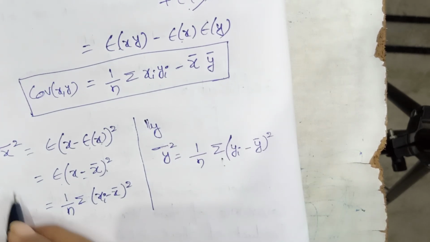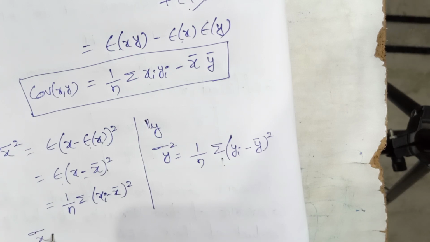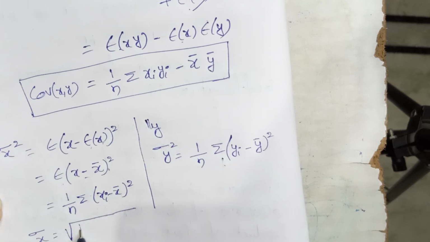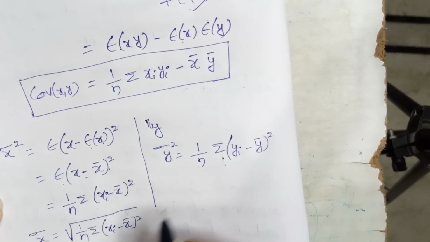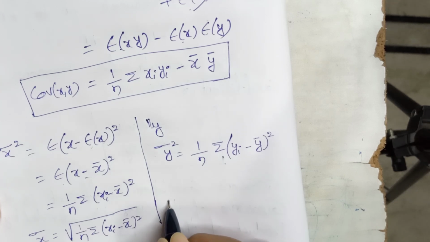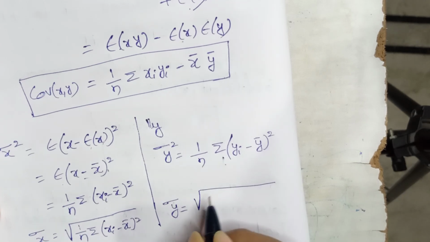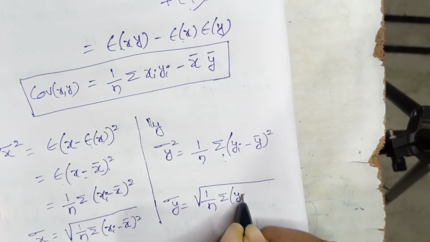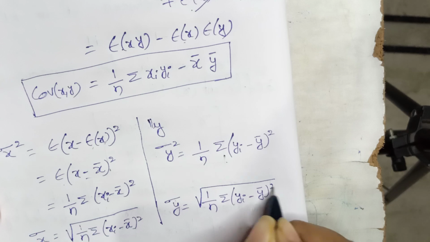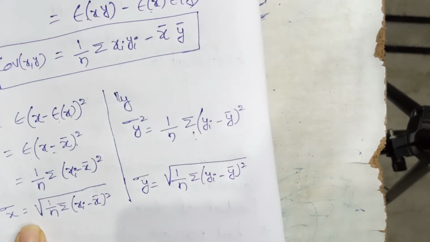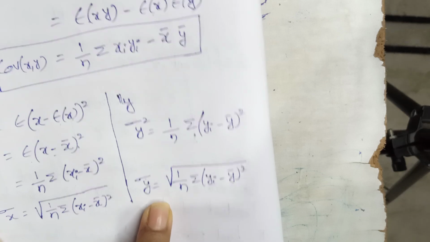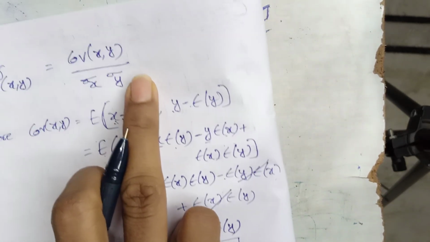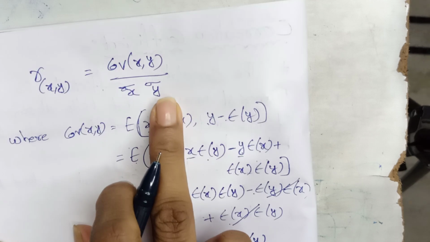Okay, but what we want? We want only standard deviation of x, no? So that's why square root of 1 by n summation xi minus x bar whole square. So here also standard deviation of y equals square root of 1 by n summation yi minus y bar whole square. Okay, so now this standard deviation of x, standard deviation of y, and covariance we have to substitute in this formula.